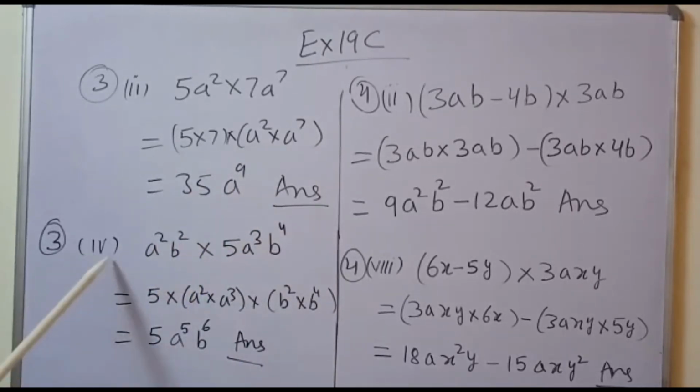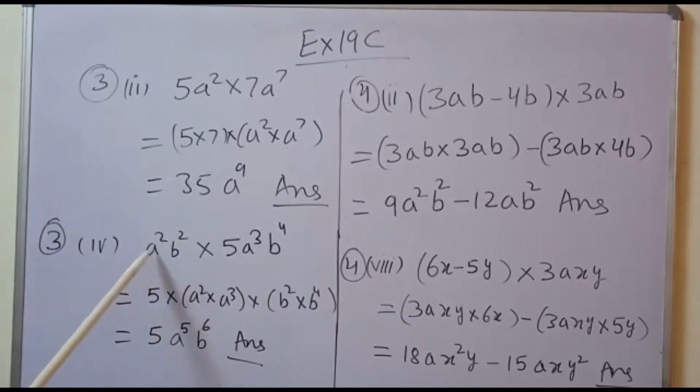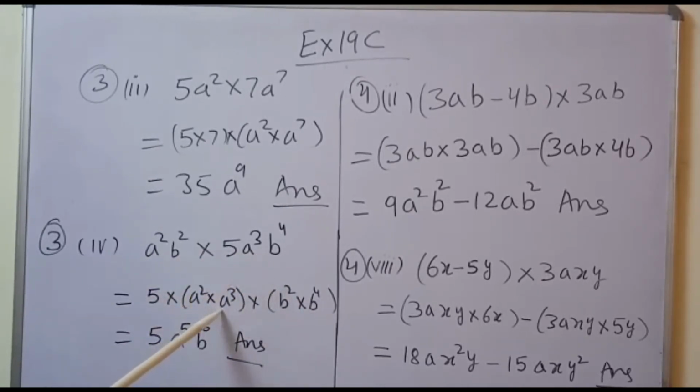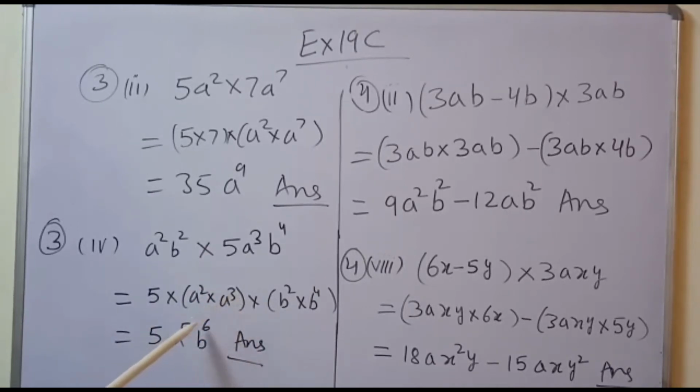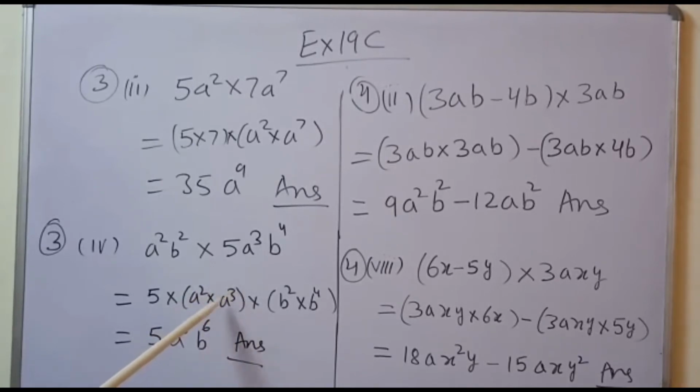Now taking question number 3, fourth part. Same, both are monomials, multiplying together. A square b square, multiply 5a cube b4. Write the constant term first. Same variable in one bracket, same variable in the second bracket. Now multiply together, and you know, whenever we multiply the same variable together, the powers will add together. So 2 plus 3 will give a to the power 5, 5 as it is. 2 plus 4 gives 6, b to the power 6. So that is your answer, question number 3, fourth part.